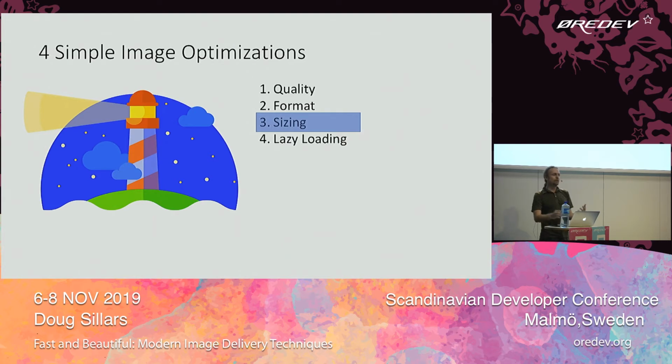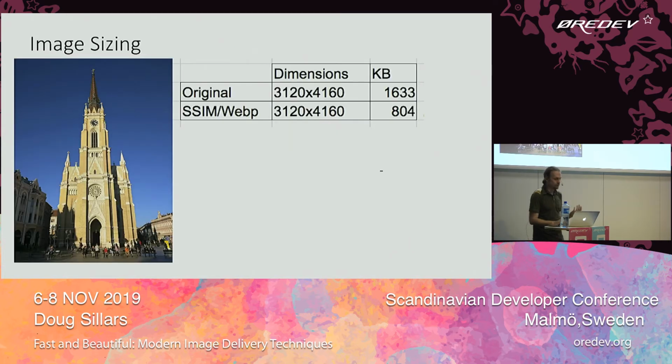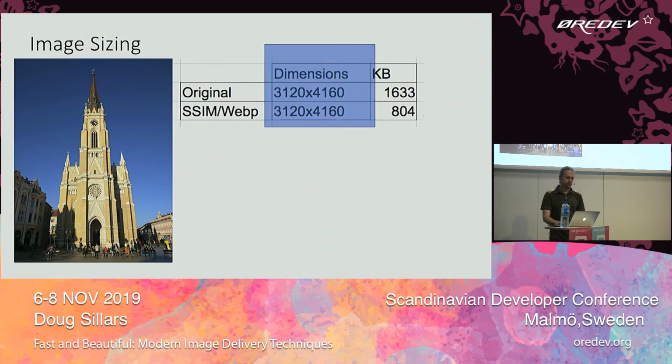Image sizing. This is sort of responsive images. This is what everyone kind of gets. Like, you serve different images to browsers that are used on the desktop than you do to people on their smartphones. And so as an example, here's a picture of a cathedral in Serbia. The original image was 13 megapixels, is 1.6 megabytes. I did all the stuff we just talked about, and it went down to 800K, but it's still 13 megapixels.